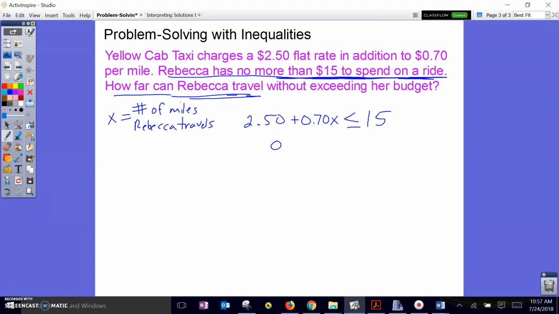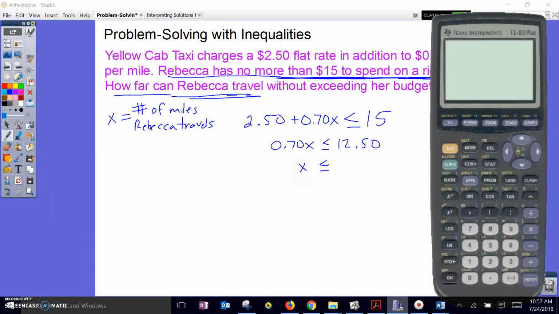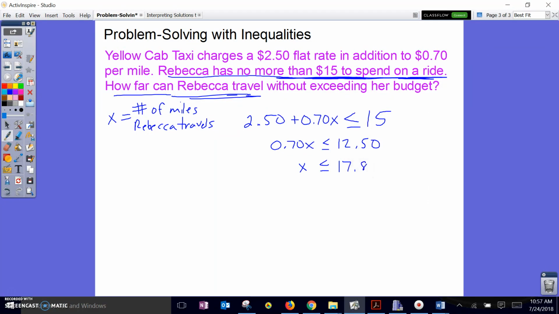So I'm going to subtract $2.50 from both sides. And then I'm going to divide both sides by that 70 cents. Break out my calculator here. 12.5 divided by 0.7. X is less than or equal to 17.857, etc., etc. And all that repeats. All those decimal digits aren't really going to matter for us.